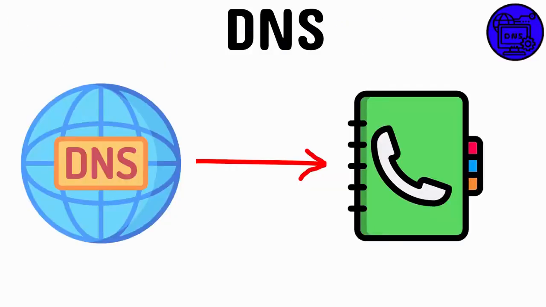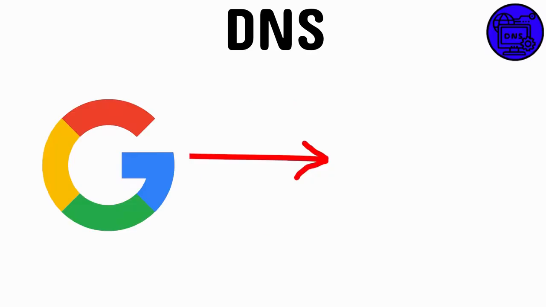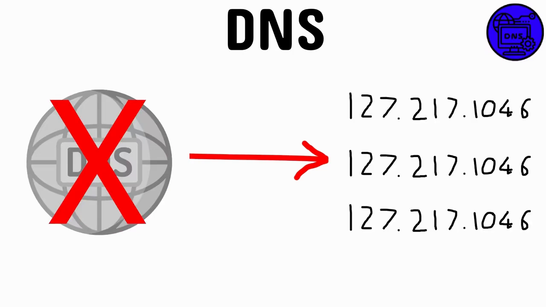DNS is like the internet's phone book. When you type a domain name like www.google.com into your browser, DNS translates that name into the corresponding IP address, like 172.217.1046. Without DNS, you'd have to remember long numerical IP addresses for every site you visit, which would be tedious.